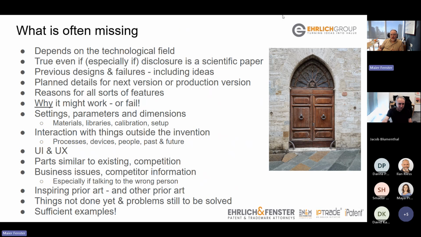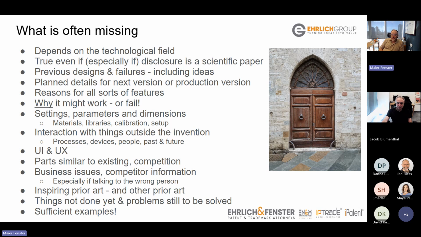Here's a few things that are often missing in disclosures that I see. And of course, it's very dependent on the technological field. And even if what you get as a disclosure is a scientific paper, then definitely you're going to have lots of missing things.